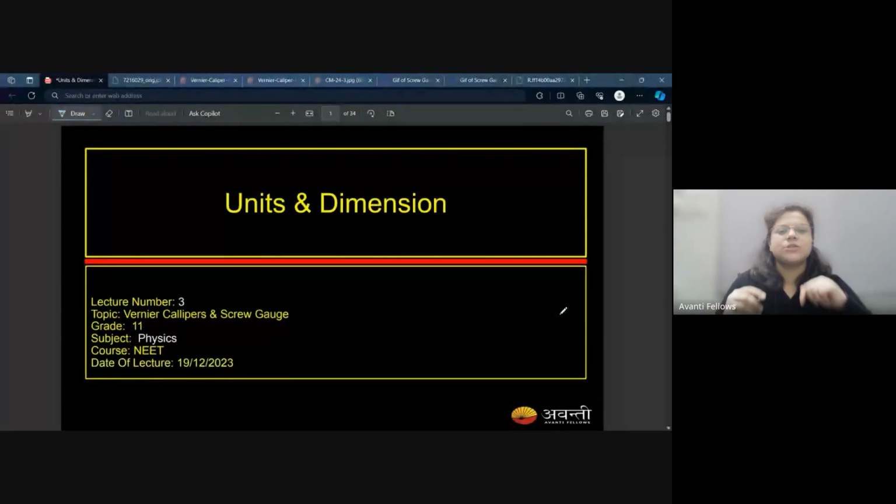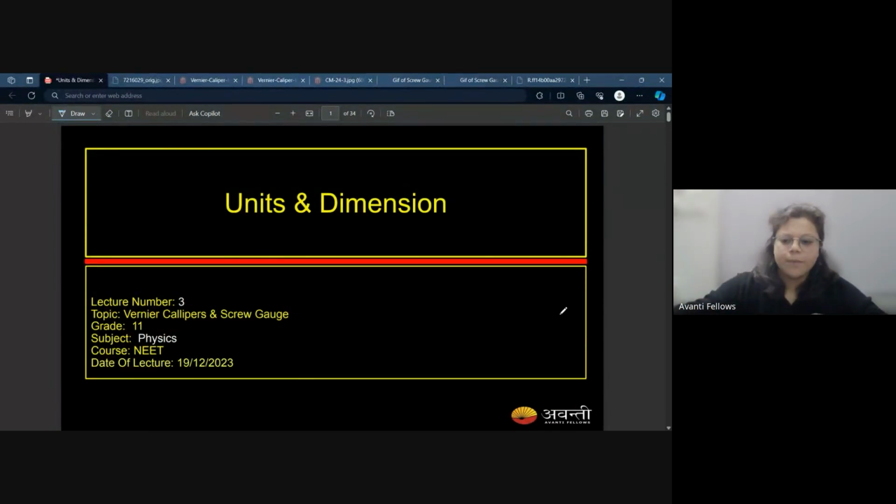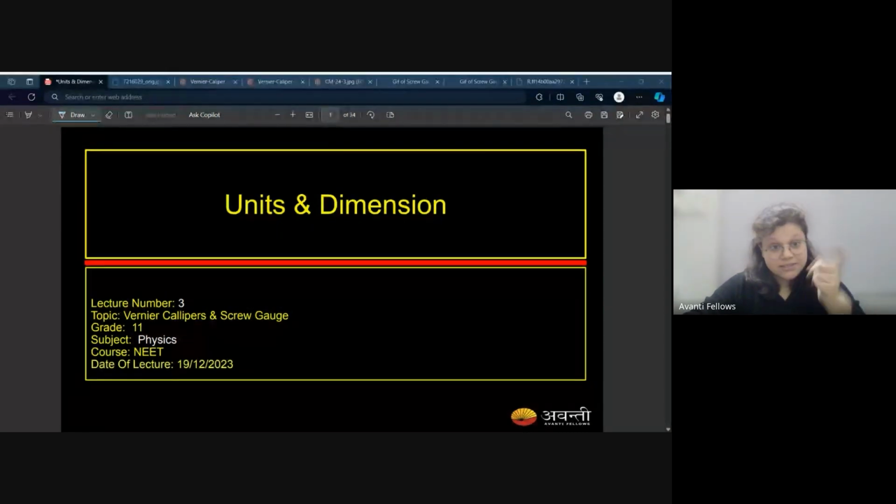This is our third lecture of units and dimension. Basically, if you look at the syllabus of NEET, you will not get these topics under the units and dimension. But still we are discussing these topics over here because NEET reshuffled these topics under another title, which is experimental methods. So the bottom line is we have to study these topics.